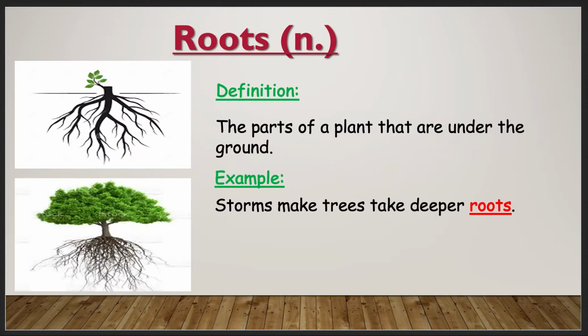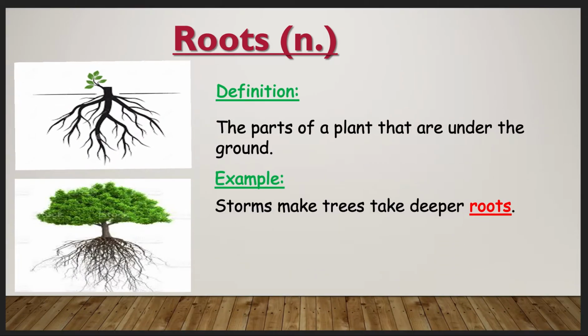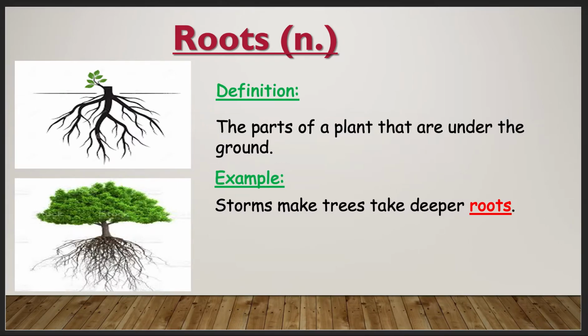Let's go to the next word, which is roots. And roots are the parts of a plant that are under the ground. This part, of course, we cannot see because it's under the ground. And our example says storms make trees take deeper roots. So when we have storms, the storm makes the trees have deeper and deeper roots.